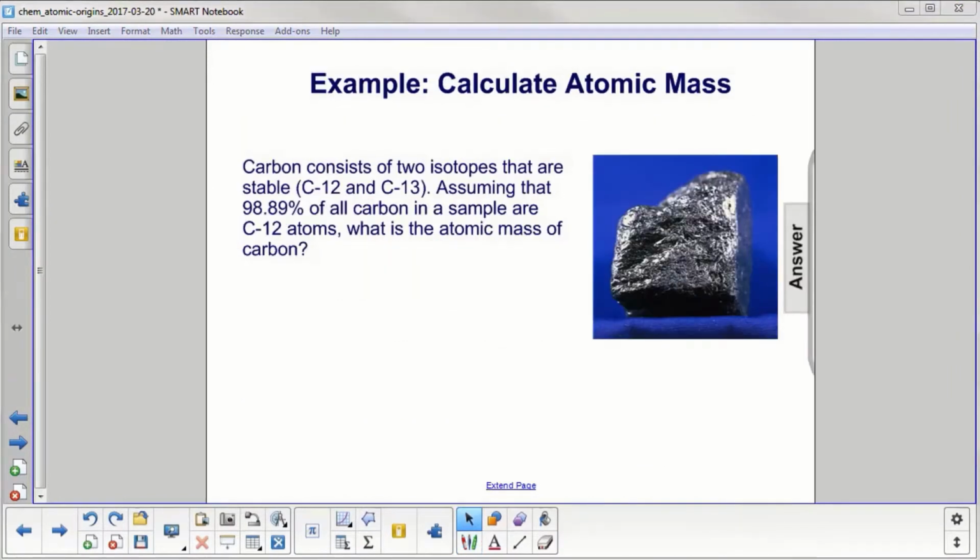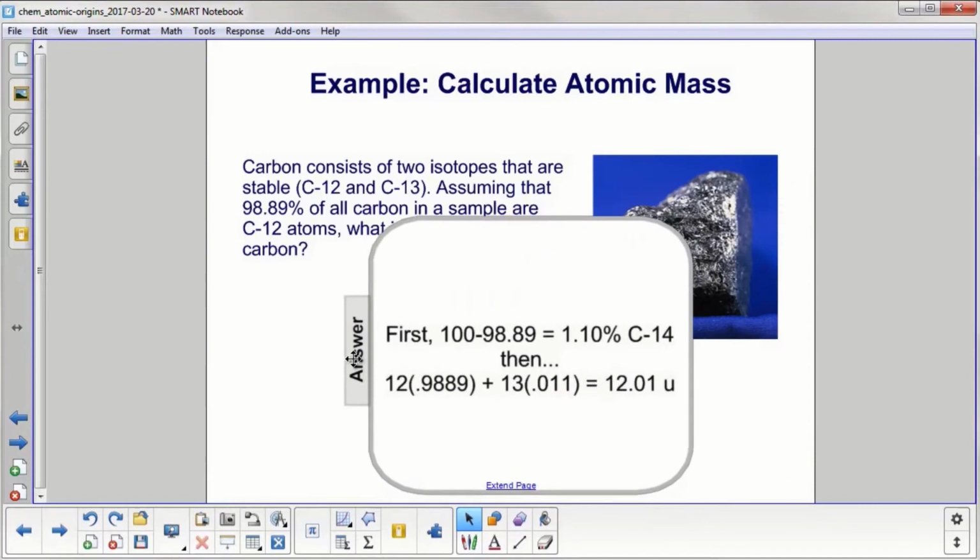Here's an example. Let's work this one. Carbon consists of 2 isotopes that are stable, carbon-12 and carbon-13. Assuming that 98.89% of all of carbon in a sample are carbon-12 atoms, what is the atomic mass of carbon? So go ahead and try that. You can put this on pause if you'd like, and we'll pull the answer tab out in a second.